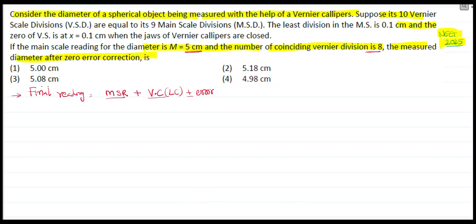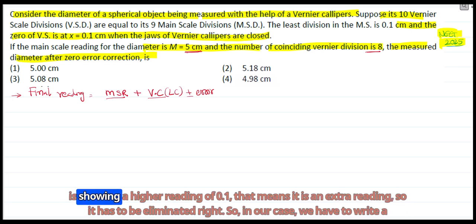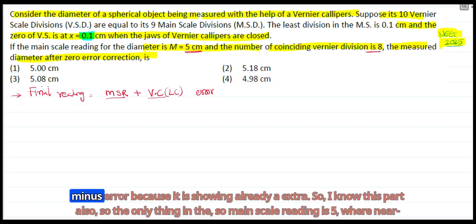The Vernier scale is at 0.1 centimeters when the jaws of the Vernier calipers are collapsed. That means it is supposed to show 0, but it is showing a higher reading of 0.1. That means it's an extra reading, so it has to be eliminated. So in our case, we have to write a minus error because it is already showing an extra. So I know this part also.